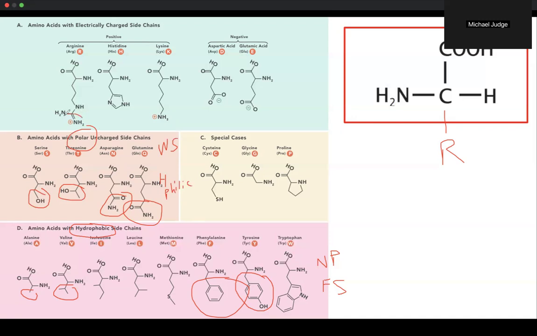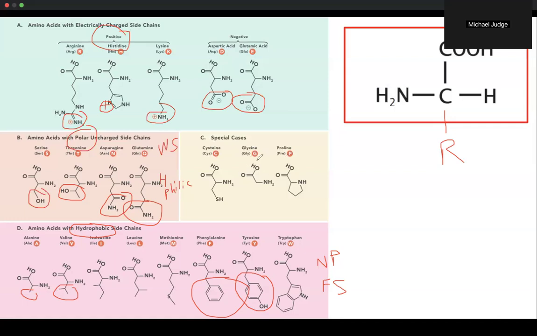If you have positive charges, as in these, or a spot where a positive charge can go, such as here, then you've got positively charged side chains, which can also be called ionic side chains. You could also have potentially negatively charged side chains, also referred to as ionic side chains.